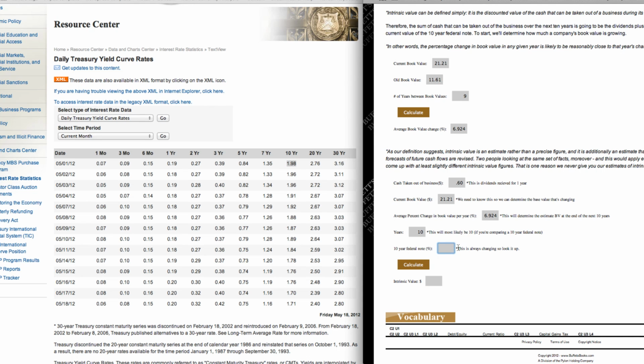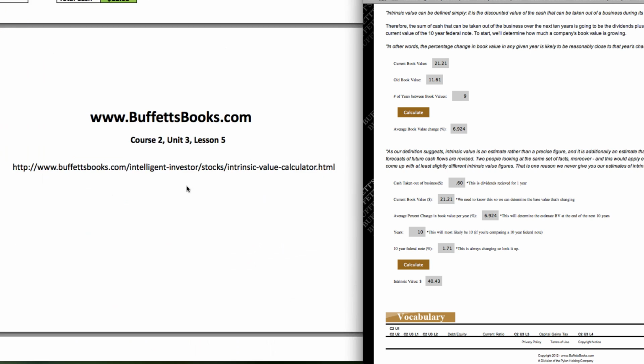So we're going to go ahead and put in 1.71, okay, and we're going to hit calculate. And it says that the intrinsic value of Disney based off of those numbers is $40.43.